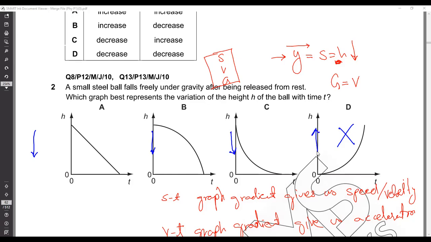Now the second part is gradient, which gives us the speed. So as we drop an object, what happens to its speed? Does its speed increase, decrease, or stay constant?